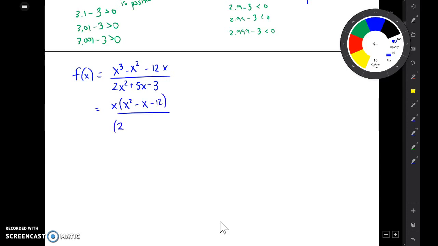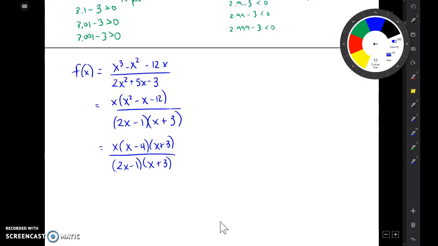And let's see, this would be 2x, x, 3, and a 1, and this would have to be a plus and a minus, right? Yeah, 6x minus 1x gives me 5x. Okay, and then this part gives me x minus 4, x plus 3. You probably already have that in your notes. Okay, so that was the factored form of the f of x function.